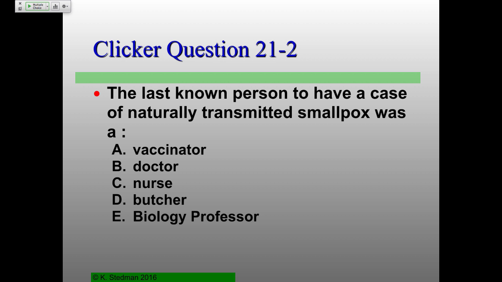But that being said, I'll ask a quick question on this. The last known person to have a case of naturally transmitted smallpox was, all of you were listening: a vaccinator, doctor, nurse, butcher, or biology professor.